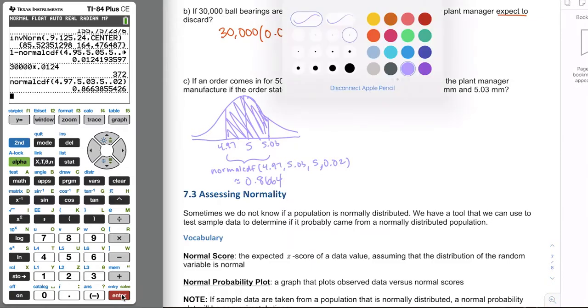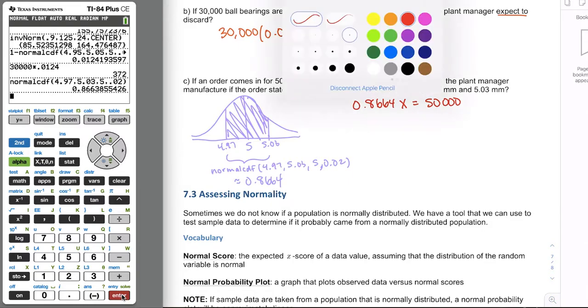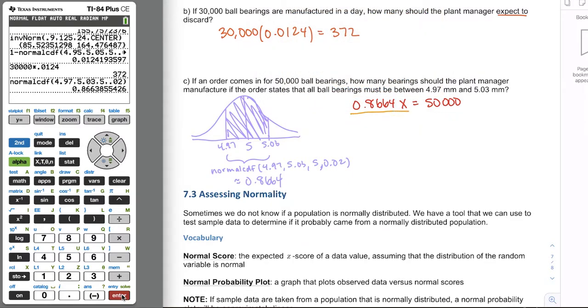We don't want to make too many because that would be wasteful. But if we don't make enough, then we haven't met the order. So here's where we need a tiny little bit of algebra. So we want to say 0.8664 of what number will give us 50,000 that meet the requirement. So we don't know how many, but we know that however many we make, about 86% of them will meet the standard. So we have a little equation here. To solve this, we divide. Right, to undo multiplication, we divide.